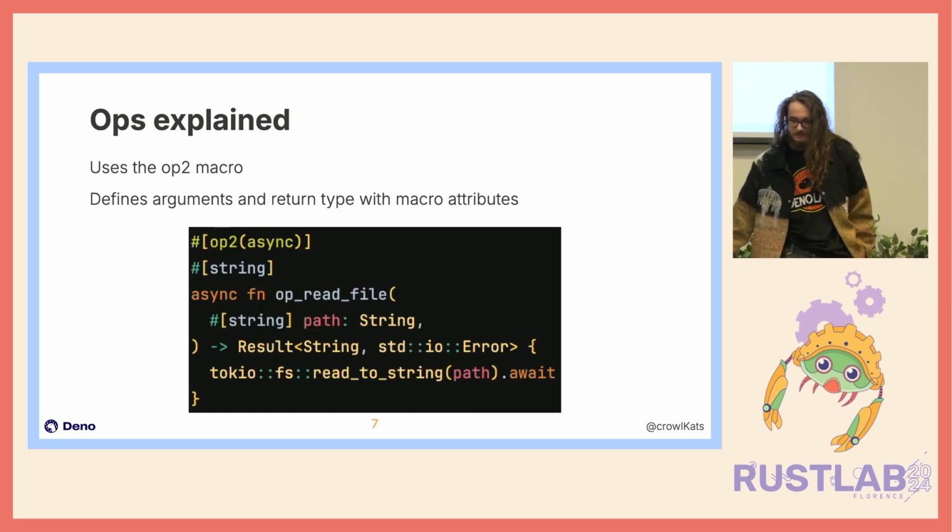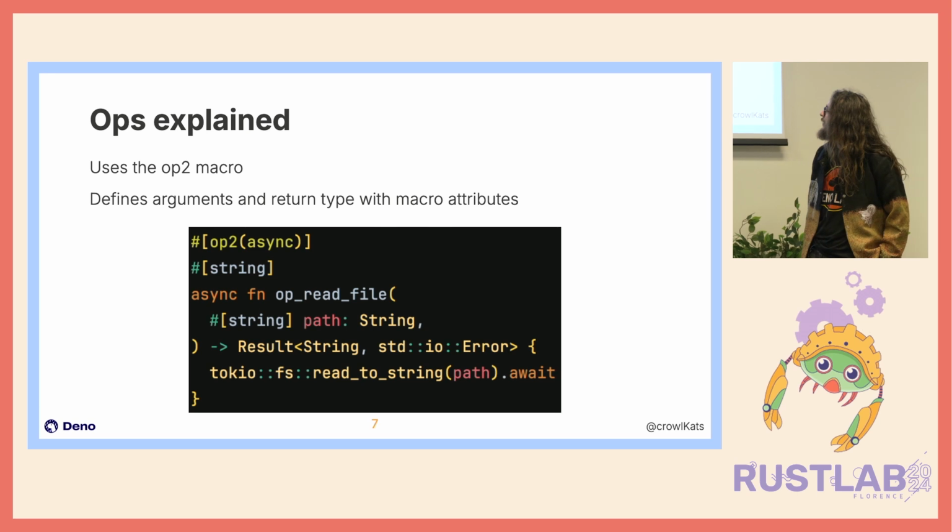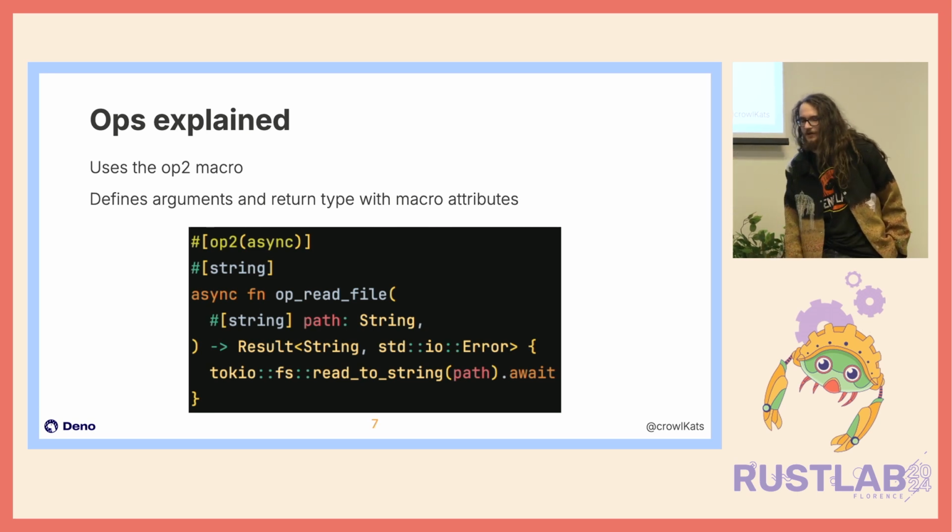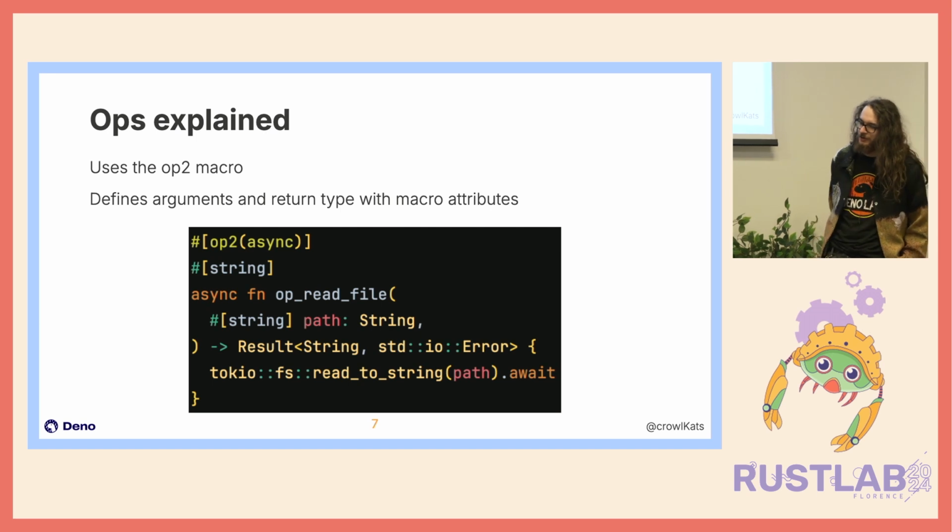So ops. We use the op2 macro. There used to be just op, but we've been refactoring a few things. Hopefully this will be renamed back to just op. And it defines a Rust function that you want to be able to call from JavaScript. So in this case, we have a simple reading file to string. And in this case, it's an async op, so you need to give it an attribute of async.